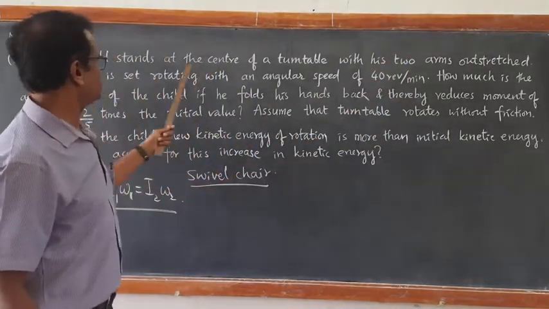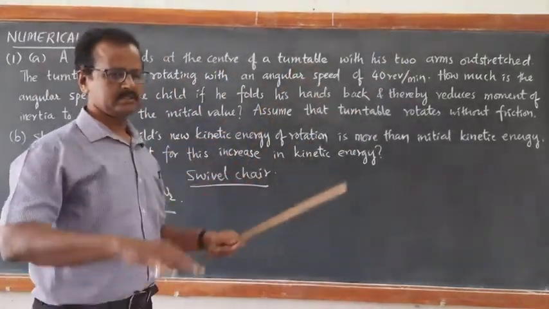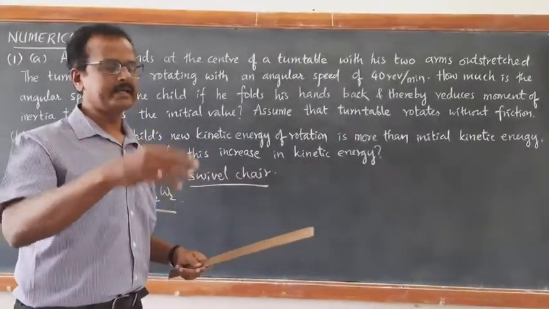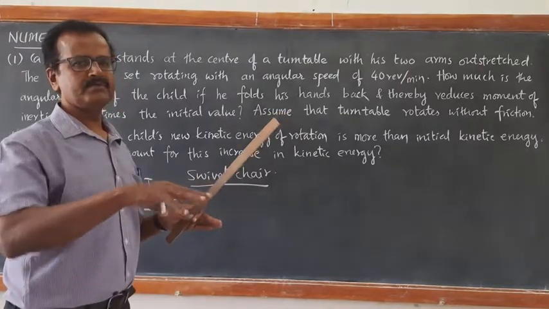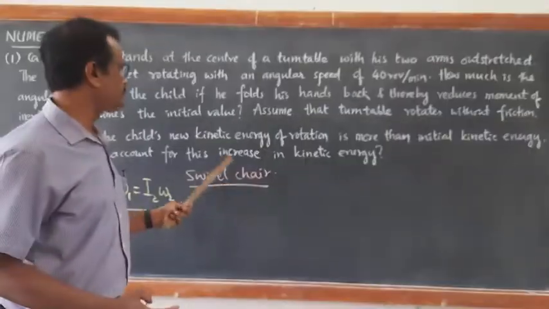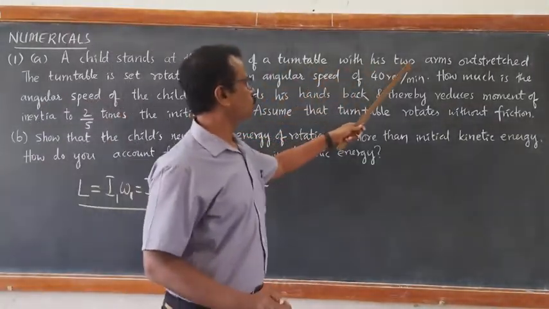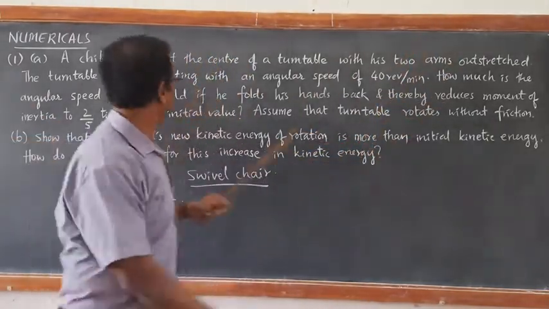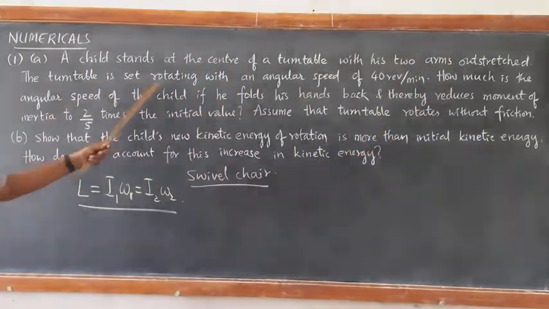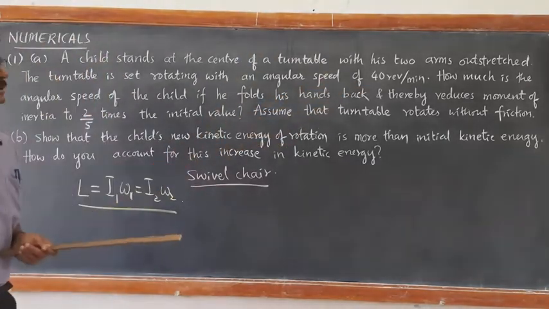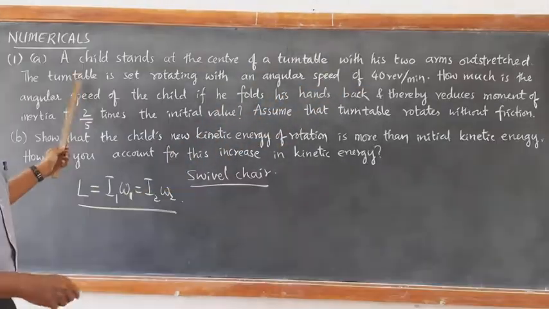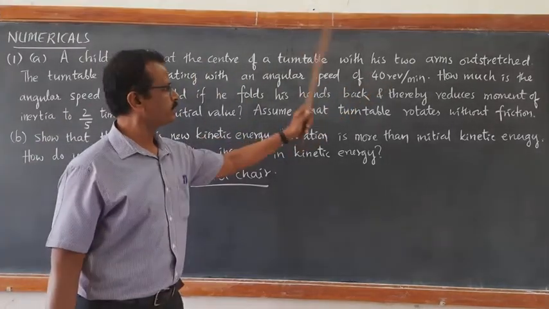A child stands at the center of a turntable. The table is capable of rotating. Turntable means we can assume that it has a platform which is capable of rotating, just like a swivel chair, with his two arms outstretched. The turntable is set rotating with an angular speed of 40 revolutions per minute.